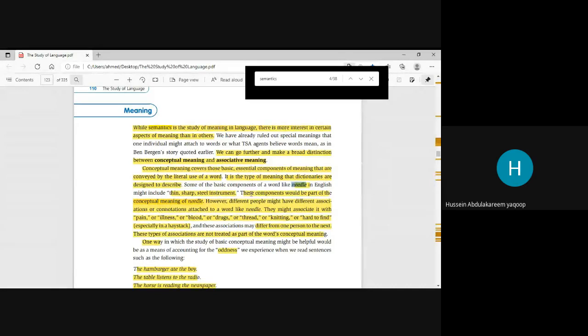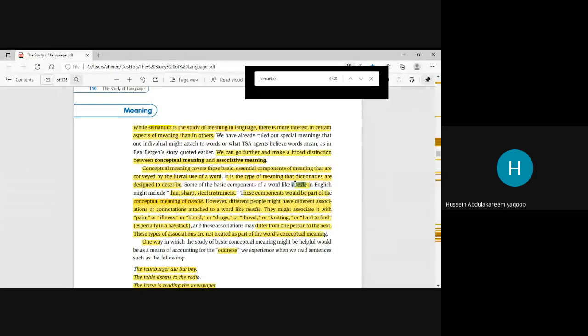While the second one, concerning again the example given in the book, which is needle, we come to the associative meaning, the accompanying meaning that can be derived from that word. When we say needle, we directly may go where? To pain, to illness, blood, maybe hospital, health center, a drug, or whatever.